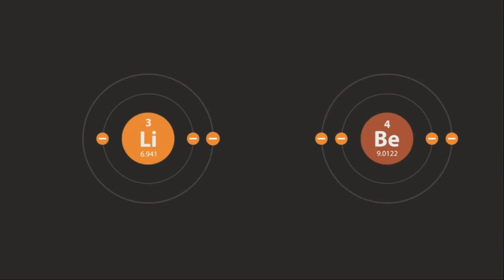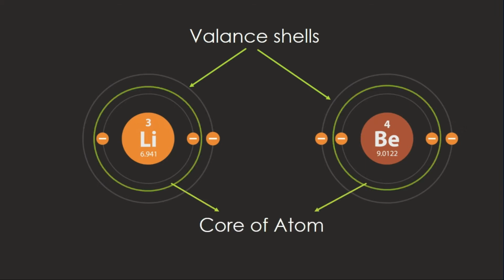Like if you look at these hydrogen and helium atoms, for both of these atoms, the valence shell is this first shell, which is the only shell that they possess. In the same manner, for these atoms of lithium and beryllium, this second shell is the valence shell, which is their outermost shell. And then the rest of the atom, which is the nucleus and this first shell, is the core of their atoms. Remember, the core of an atom never changes, or you can also say that it never takes part in a chemical reaction.